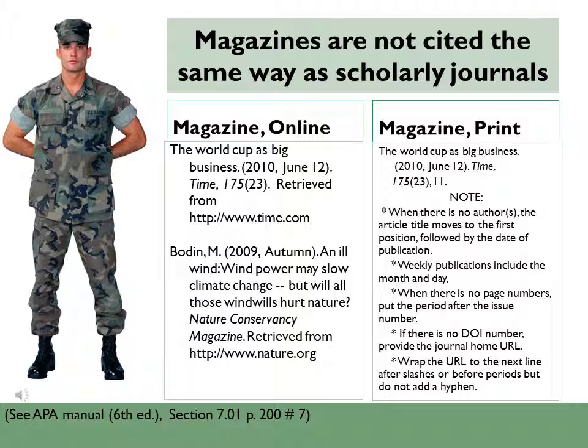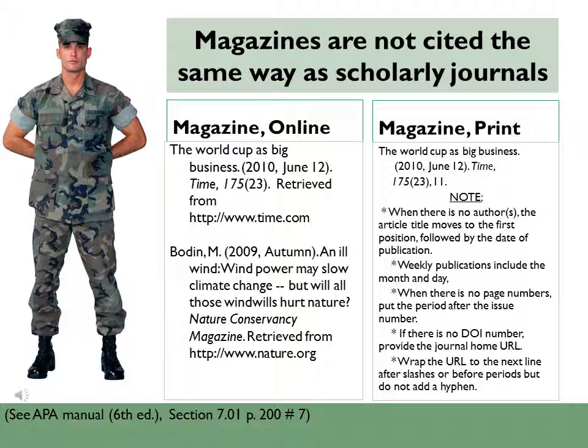Although magazines are not particularly scholarly in nature, sometimes you'll need to consult them and cite them within your work. Well, magazines usually are published more often than a journal, so you will include all the information that is given. So if you have the month or the season or the day that the magazine is published, you will include that within the date in parentheses.